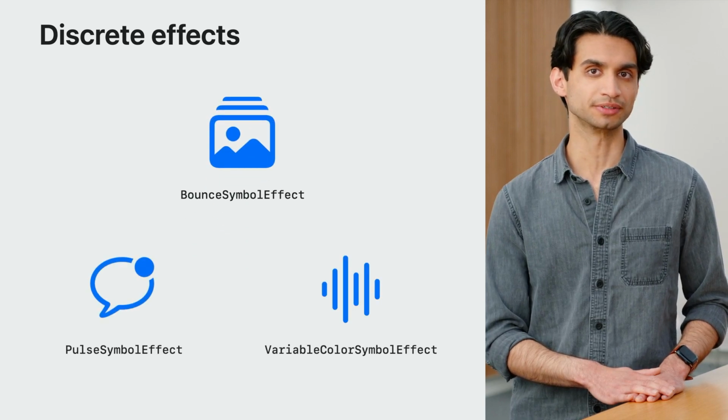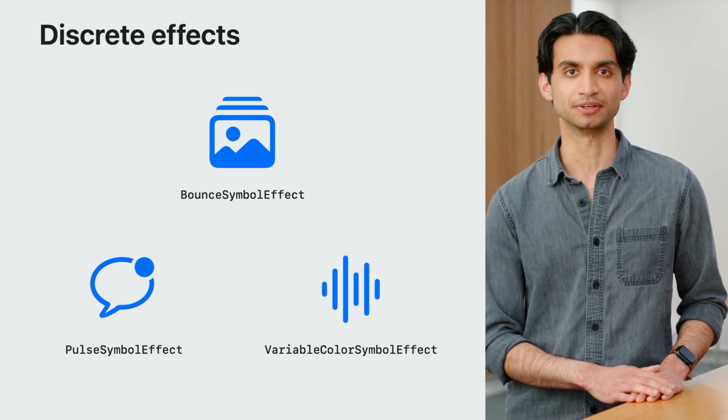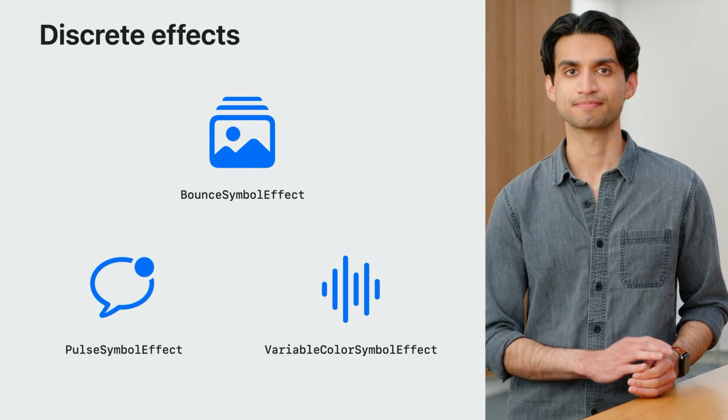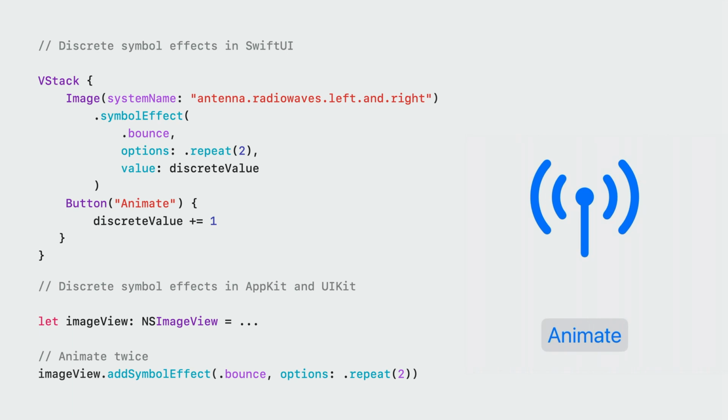Bounce isn't the only effect which can have discrete behavior. Two of the effects I covered earlier, pulse and variable color, support not only indefinite behavior, but also discrete behavior. In other words, they can play one-off animations, just like bounce. That means I can take the earlier bounce example and change it to variable color. Variable color switches to use its discrete behavior, since it's applied in a non-repeating fashion. Now, pressing the button performs two variable color cycles.